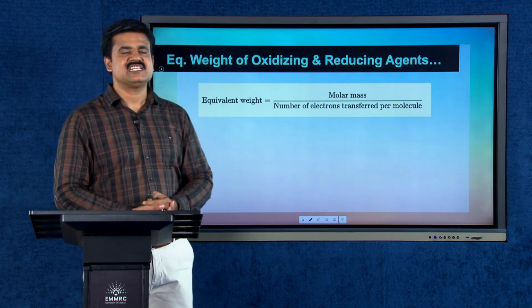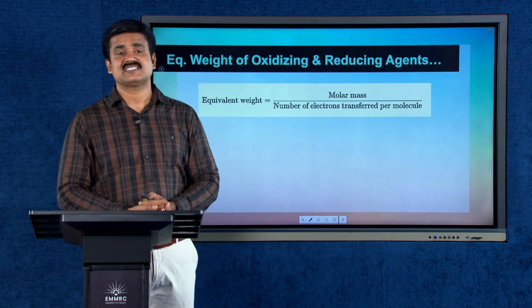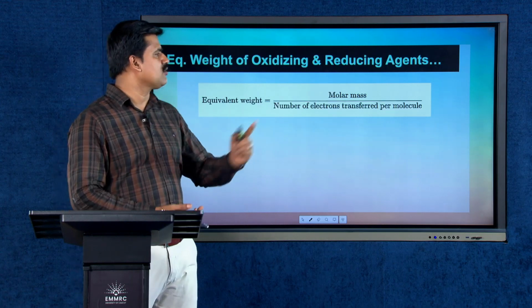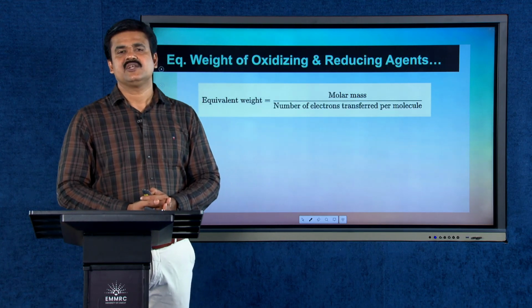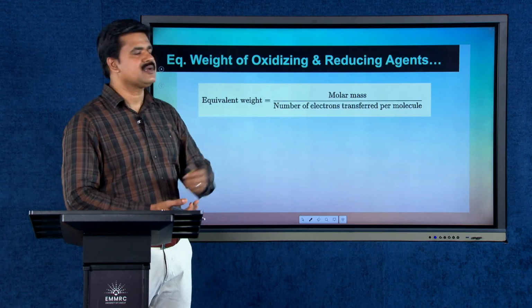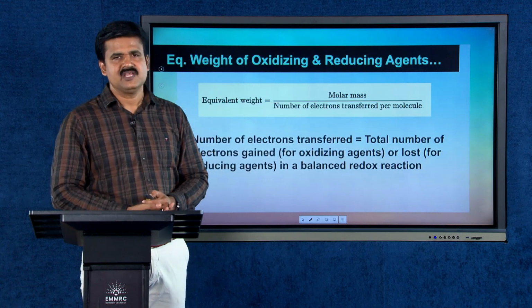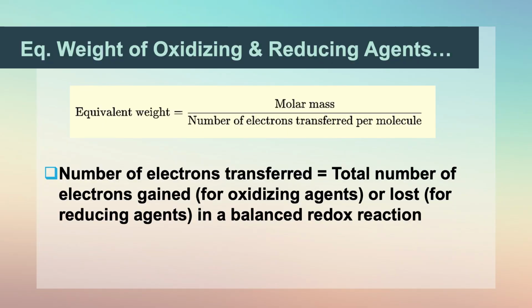This expression is used to calculate the equivalent weight of oxidizing and reducing agent. Equivalent weight is given by the expression molar mass or molecular mass of the substance divided by the number of electrons transferred during the reaction, or transferred per molecule during the reaction. The number of electrons transferred is equal to the total number of electrons gained for oxidizing agent or lost for reducing agent in a balanced redox reaction.